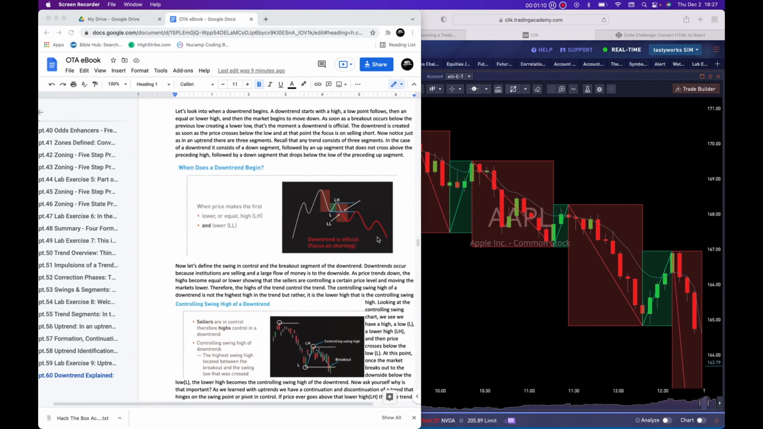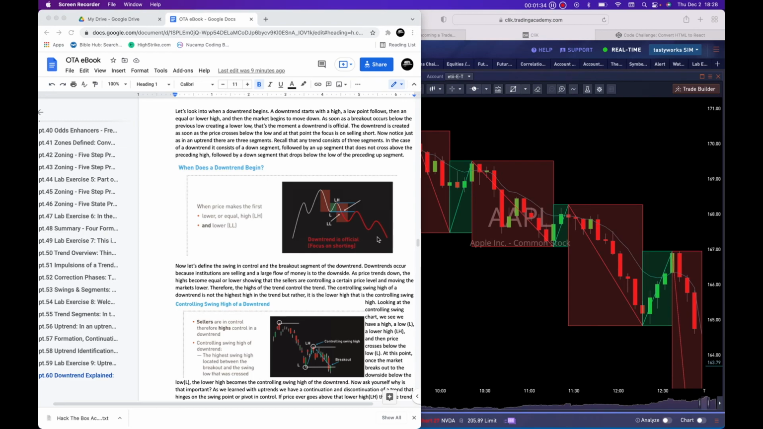Now let's look into when a downtrend actually begins. A downtrend starts with a high, a low point follows, then an equal or lower high, and then the market begins to move down. As soon as a breakout occurs below the previous low, creating a lower low, that's the moment a downtrend is official.